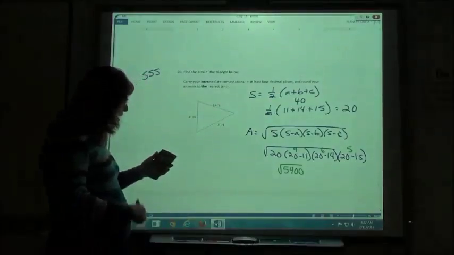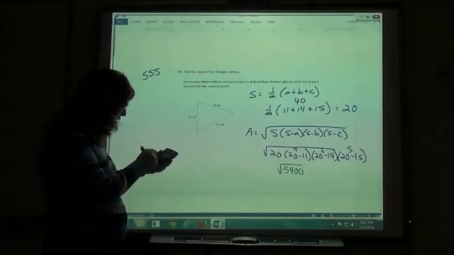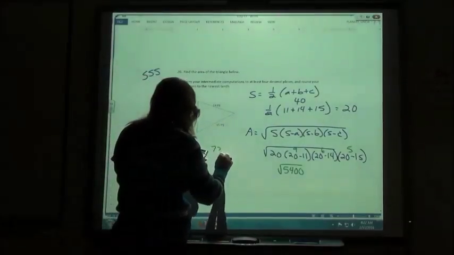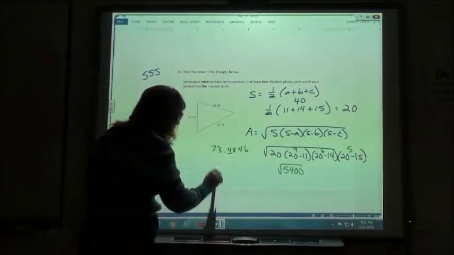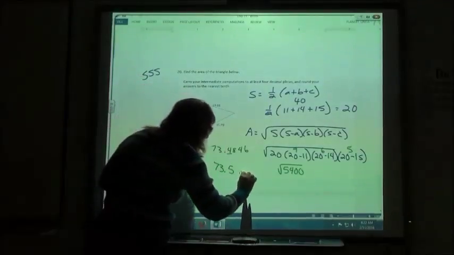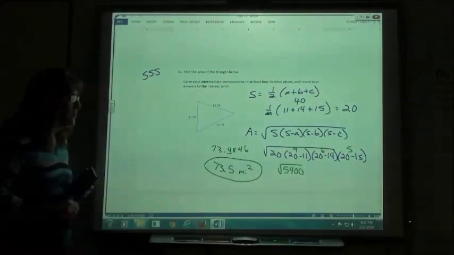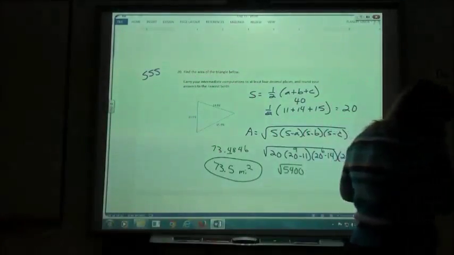So again, I could either just type in square root of 5,400 or square root of my answer. And so I should end up with 73.4846, rounding to the nearest tenth, 73.5, my label, miles squared, since I'm doing an area. So 73.5 miles squared would be the area of that triangle.